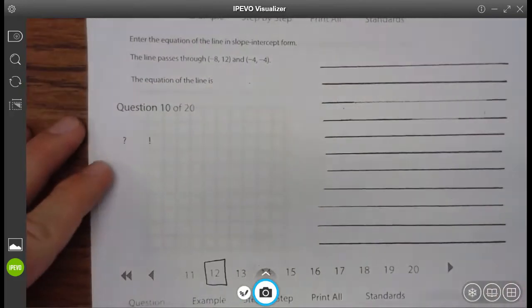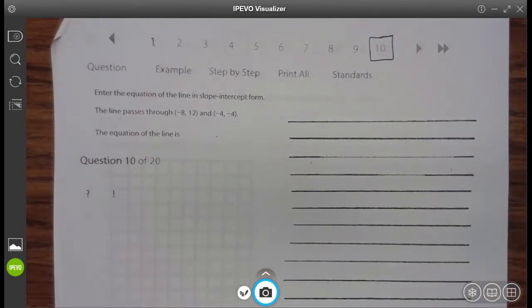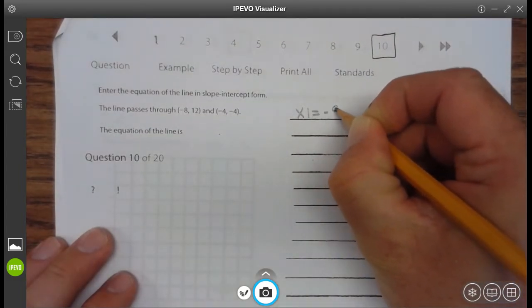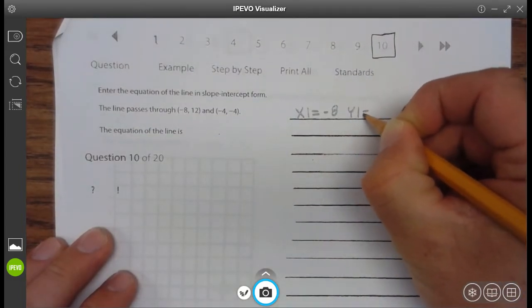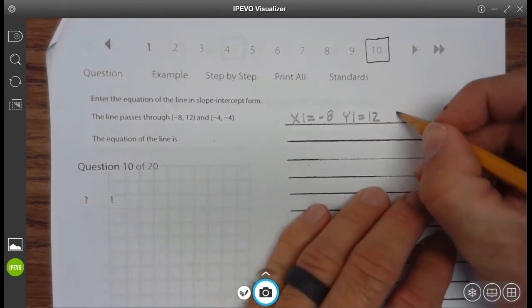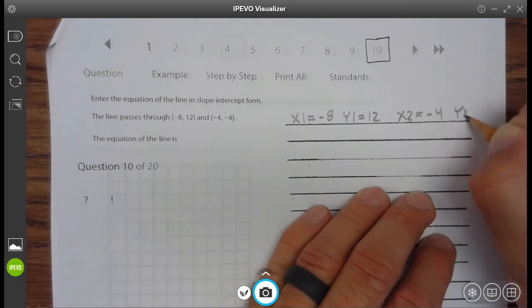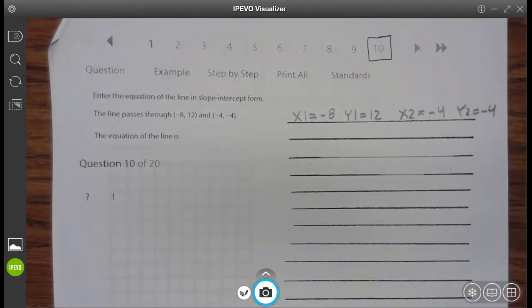Let's take a look at example 10. Enter the equation of the line in slope-intercept form. So again, we're given 2 points. We know x1 equals negative 8, y1 equals 12, x2 equals negative 4, and y2 equals negative 4.